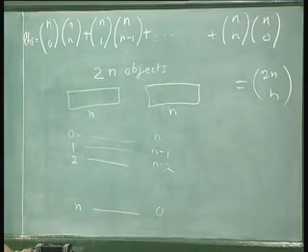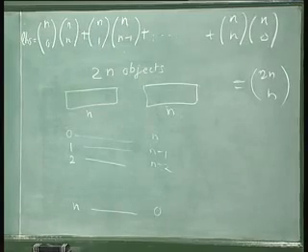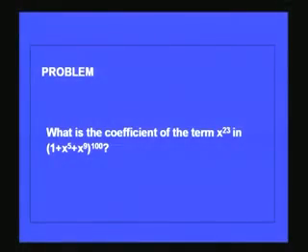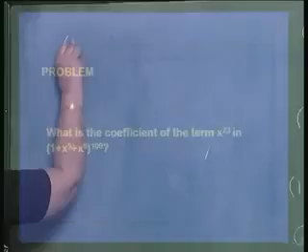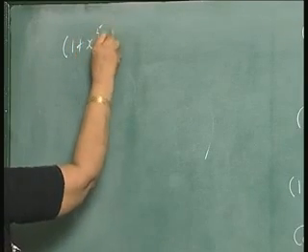Now let us consider a small problem. What is the coefficient of the term x power 23 in (1 plus x power 5 plus x power 9) to the power of 100? You have (1 plus x power 5 plus x power 9) to the power of 100. You want to find the coefficient of x power 23. How can you find this out?